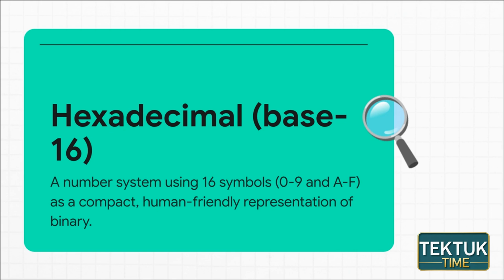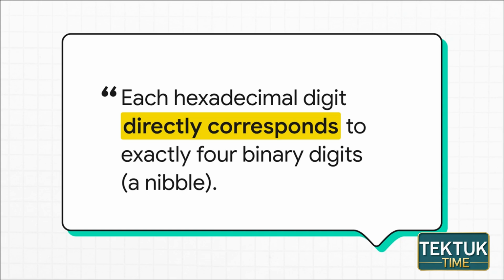strings of binary. Okay, this is the magic trick right here. This is what makes hexadecimal so incredibly useful. Each and every hex digit corresponds perfectly to a group of exactly 4 binary digits. A little group that's sometimes called a nibble. Cute, right? But seriously, this clean 1 to 4 relationship, that's the secret sauce.